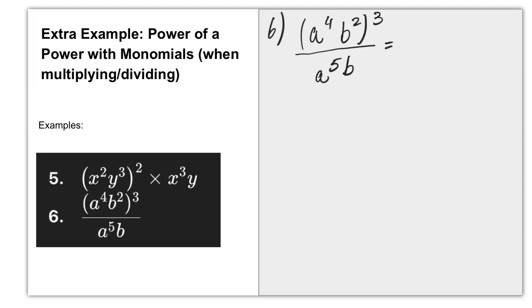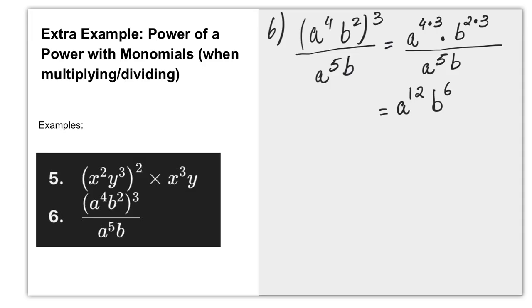So again, I'm going to go ahead and multiply, following the power of power rule, leaving the bottom part, the denominator, alone. And once I did that, that will be a raised to the 4 times 3 is 12, and then b, 2 times 3 is 6. A raised to the fifth power and b. Don't forget to write 1 so you can clearly see what you're doing.